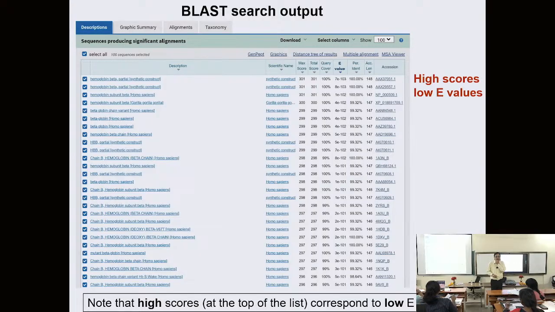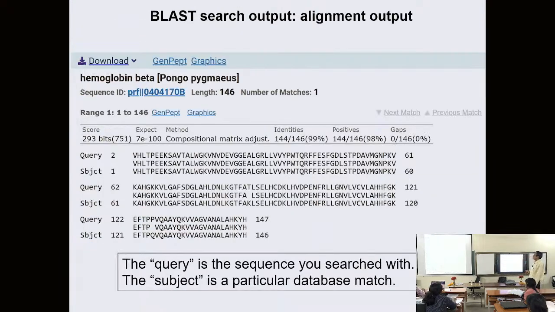So do high score values mean high E values or low E values? Low E values, right? Because high scores mean likely more significant, which would indicate that the E value, which is analogous to P value, should be low, should be small. The smaller the P value or E value, the more confidence you have that the result is significant. Okay, I think you understand this, so I don't have to get into this.